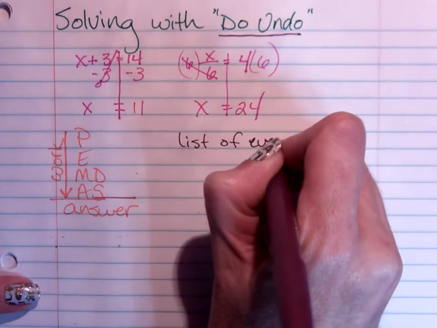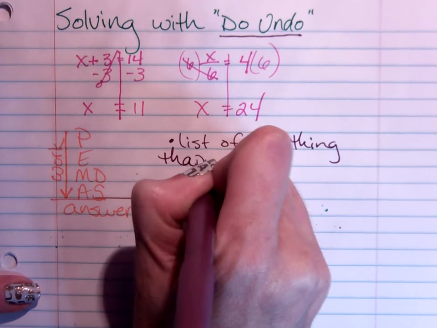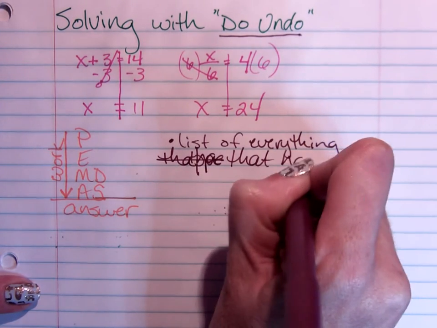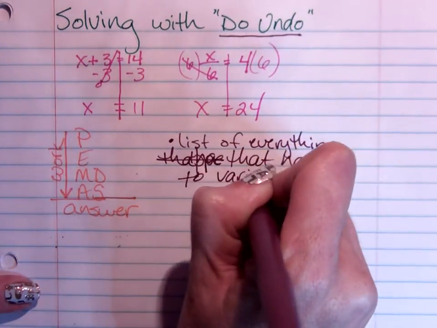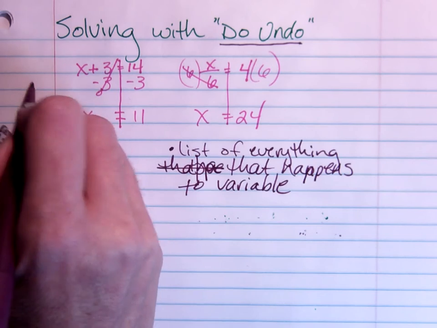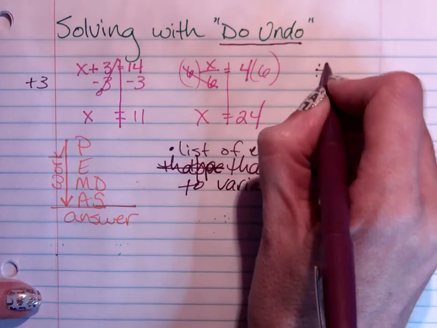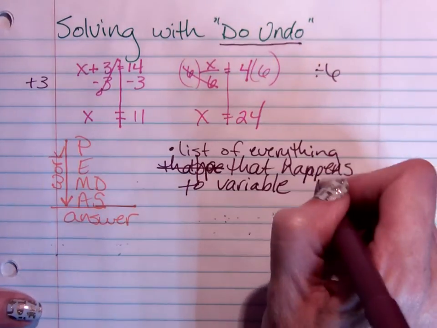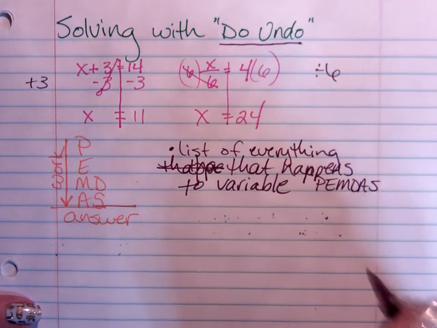And that's something that if you look around on the internet, you'll see is called do and undo, maybe list and undo. And so what we're going to do is we're going to make a list of everything that happens to the variable. Okay, so from where it is. So if I made my list of everything that happens up here, I would just say that I added 3. Everything that happens to x right here is I divided by 6. Okay, it's not a big deal. These lists you're going to use in order of operations. Okay, so you're making a list of everything that happens to it.